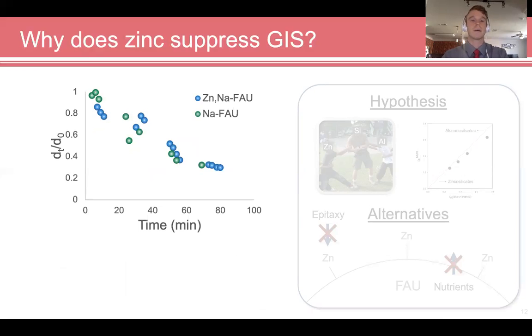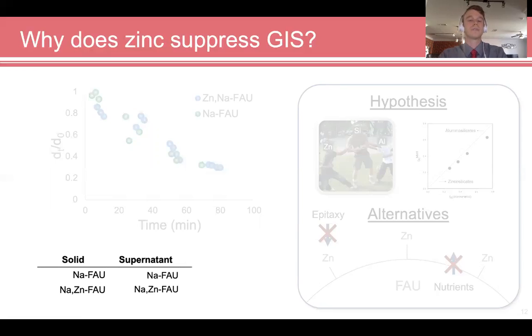So first we did dynamic light scattering on zeolites with and without zinc, and we see that there are no significant differences between the dissolution rates of these two zeolites. So this tells us that the zinc is not preventing nutrients from getting into solution and helping GIS grow. But how do we study whether or not zinc is preventing any epitaxial growth?